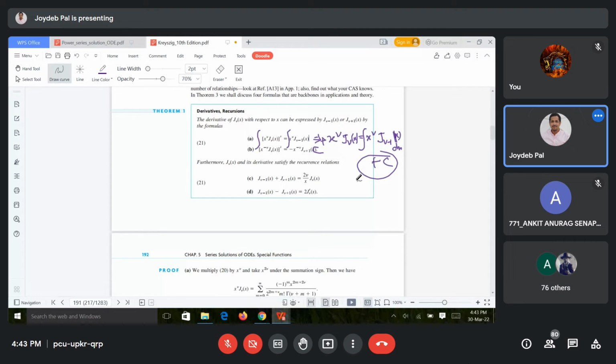So here the integration of x to the power minus nu J nu plus 1 x dx is equal to minus x to the power minus nu J nu x. Can I write this? Explain again.